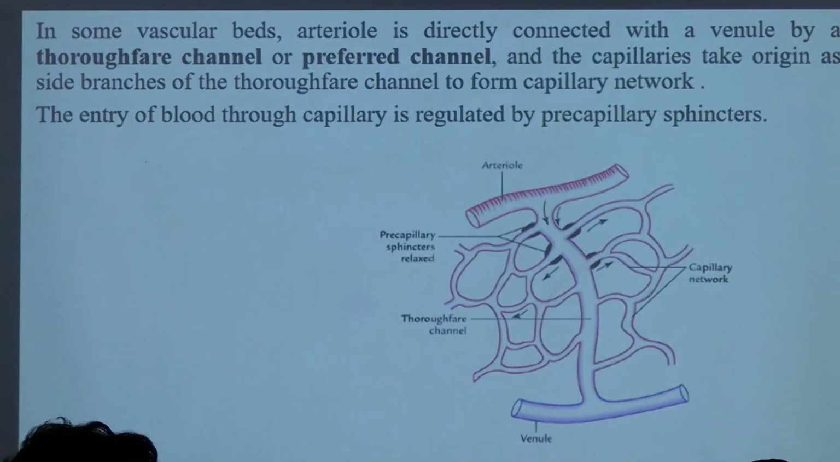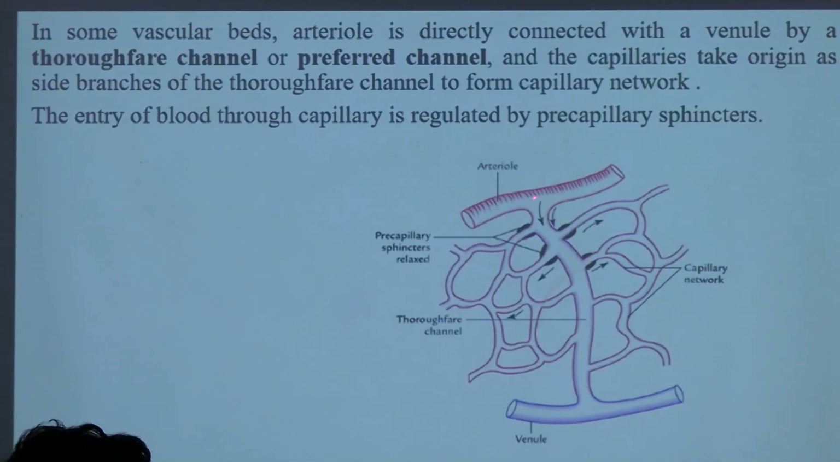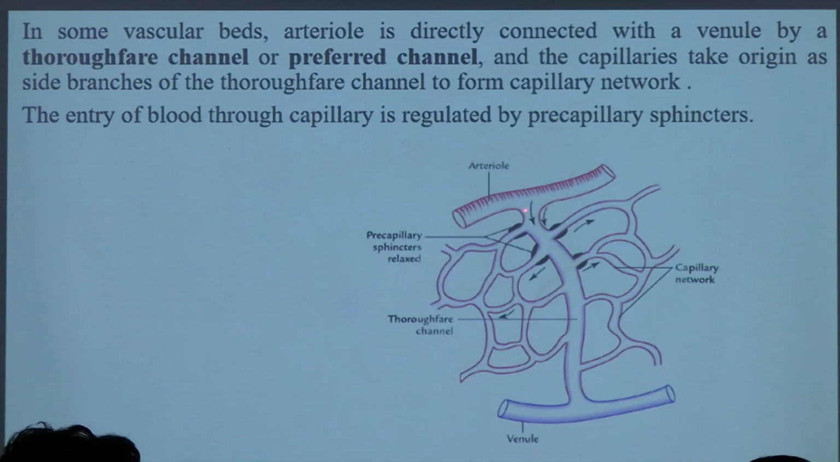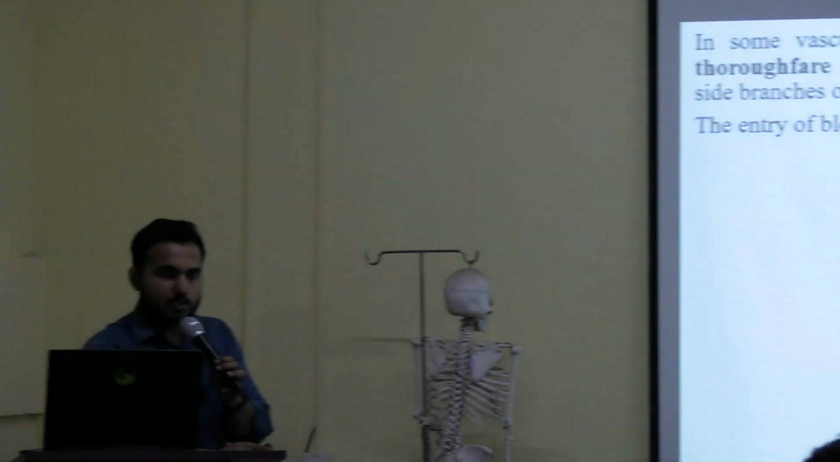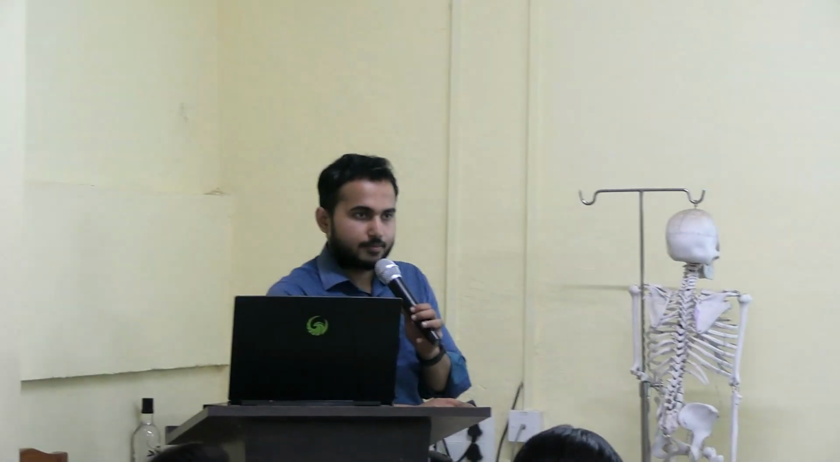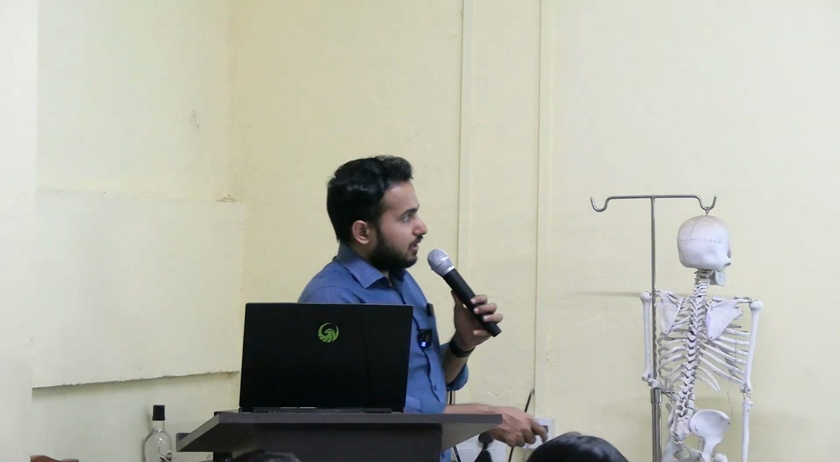Next, here you can see, this is the arteriole. After the arteriole, the capillary bed is formed, and this is the venule. This is the venous end of the capillary. Now, there is a structure called the thoroughfare channel. Have you heard about it? No. So what is it?